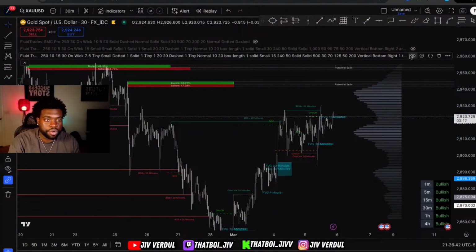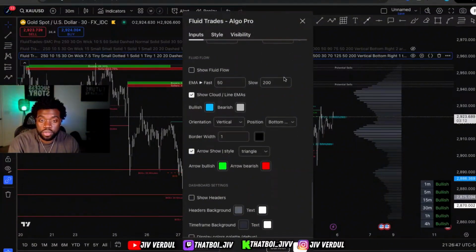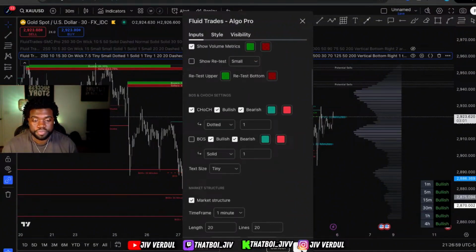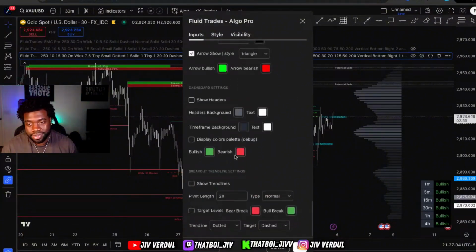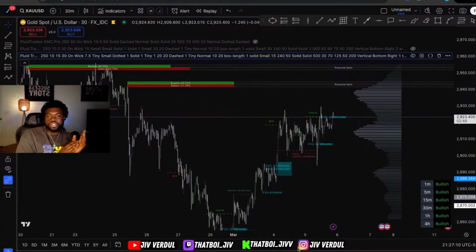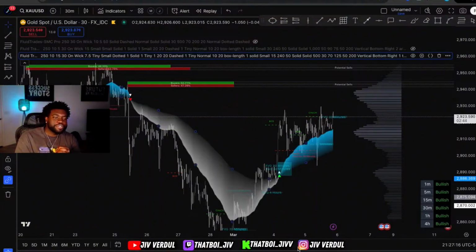Next feature that we got going on, we have the fluid flow, right? My favorite. For those of you who know, I love the fluid flow. It's just like an extra confirmation for me. Let me turn off the breaker structure. The fluid flow is like having an extra financial advisor behind you, saying it's okay to continue holding a little bit, it's okay to keep selling. That's why I like the fluid flow.